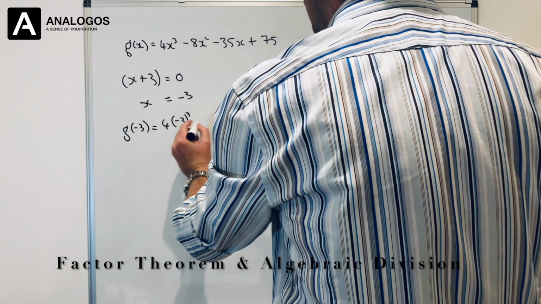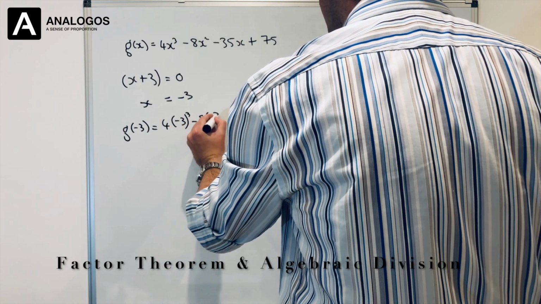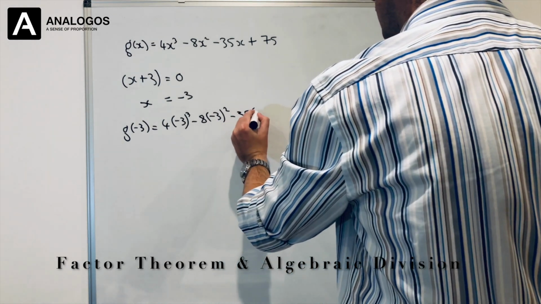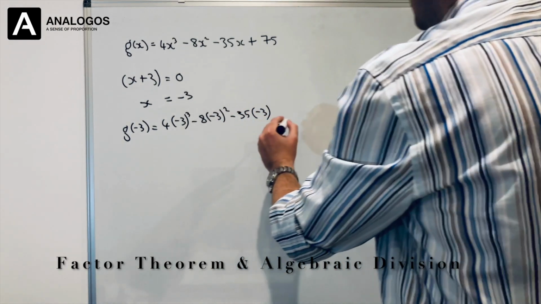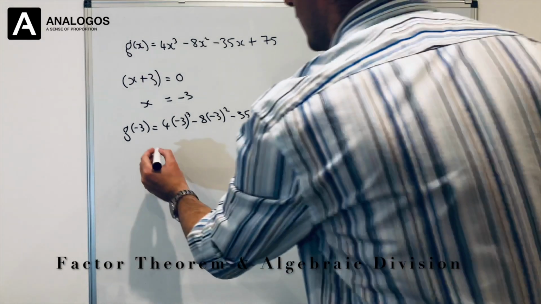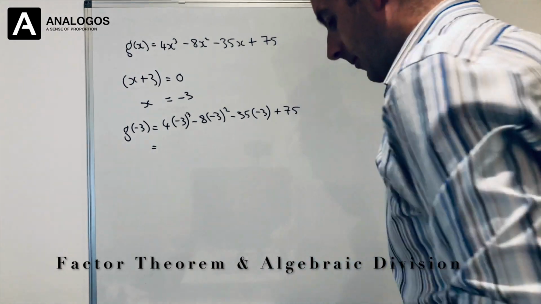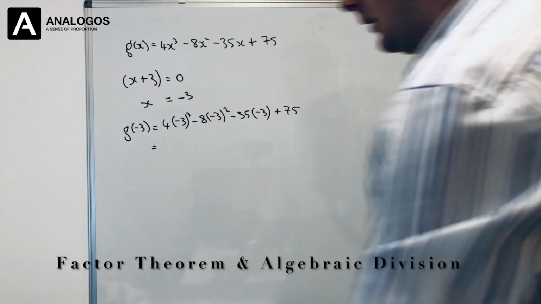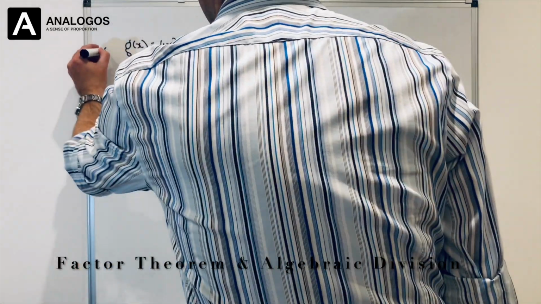4 times negative 3 cubed minus 8 times negative 3 squared minus 35 times negative 3 plus 75. And if I put that into the calculator, it should equal 0. Okay, so that's part A.